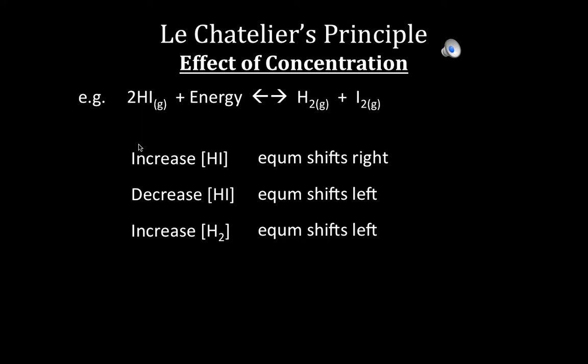Increase in the H2 is going to drive it to the left. This has gone up, so we're going to make more HI. We're going to use up some of the I2, and the H2 will drop down somewhat after the stress is imposed. And decreasing the H2 has to have the opposite effect. If we decrease the H2, the equilibrium comes to the right, some of the HI is used up, and we make some more H2 and we make some more I2.